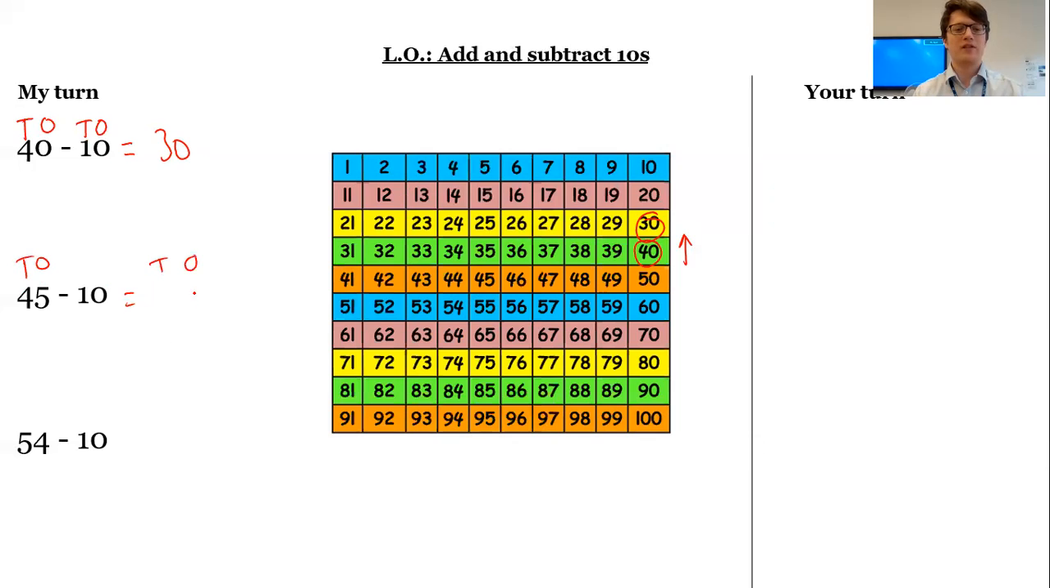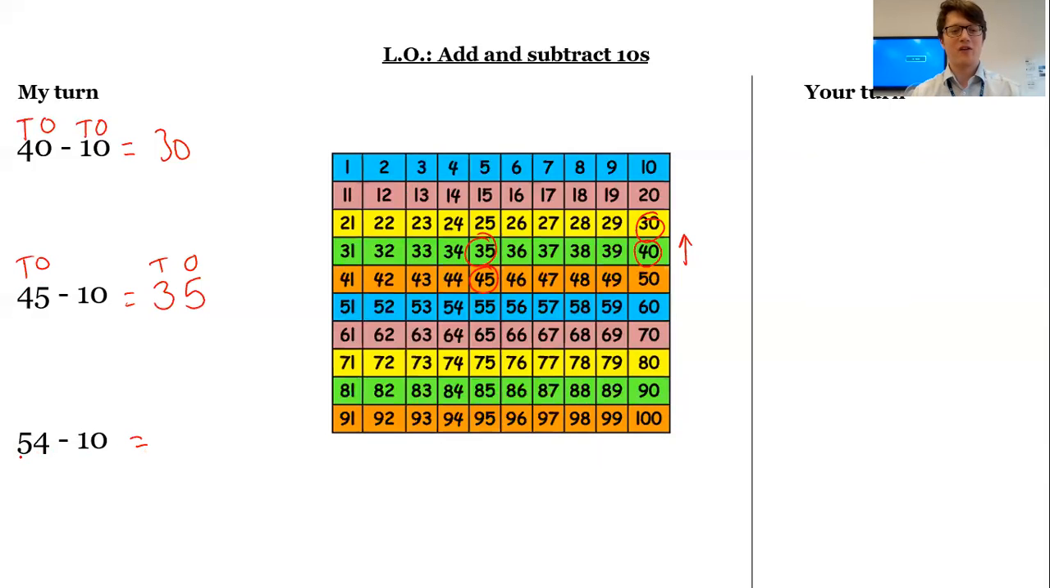45 subtract 10 then. Well, let's think. My ones I know are going to stay the same. 4 tens subtract 1 ten. 4 subtract 1 is 3. So I get 45 subtract 10 is 35. If you think about it, if I know 40 subtract 10 is 30, then 45 subtract 10 will be 35. The ones are staying the same.